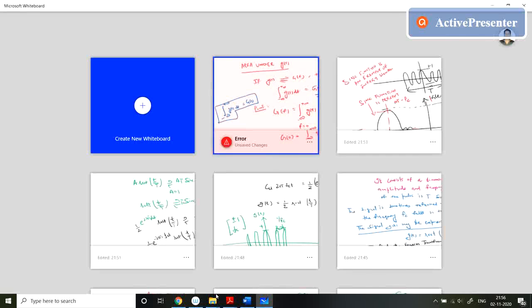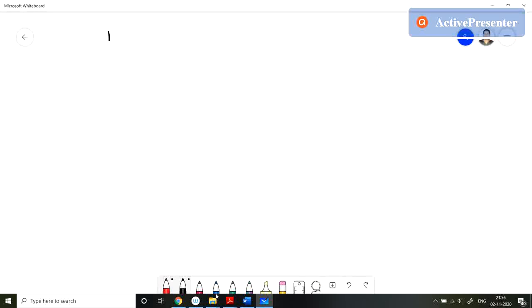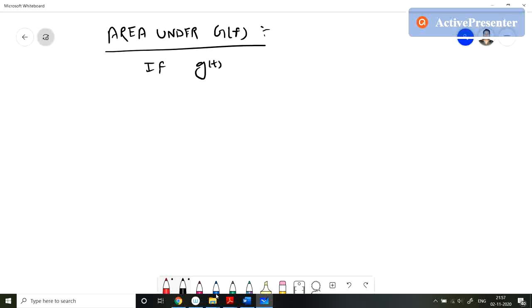Now let us discuss another important property, that is area under G(f). In the last property we discussed the area under g(t). Here in this property we are going to discuss the area under G(f). So if g(t) has Fourier transform G(f), then g(0) is equal to the integral from minus infinity to plus infinity of G(f) df. So the area under this G(f) is g(0).